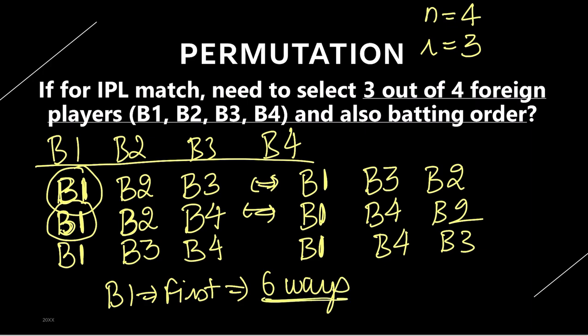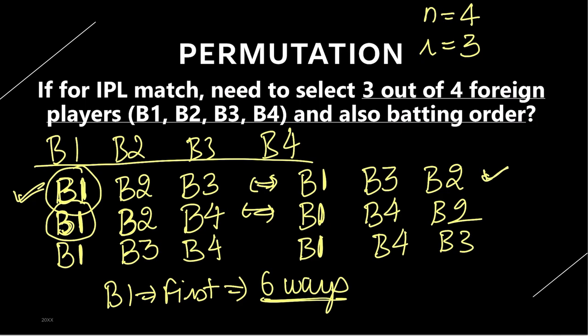6 ways means their batting position also matters. Otherwise, this case and this case would have been the same. Means I'm choosing B1, B2, B3 and their order does not matter. But here order also matters. So 6 ways when B1 is coming out to bat first, right?